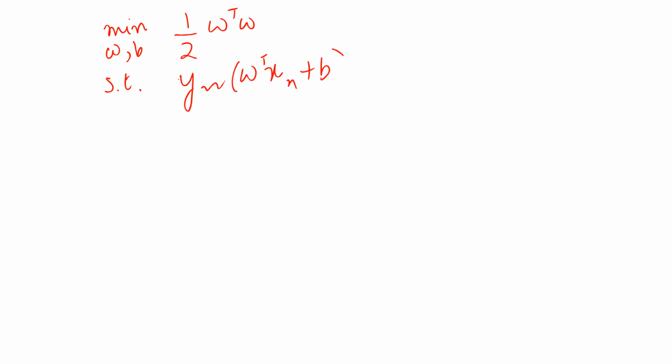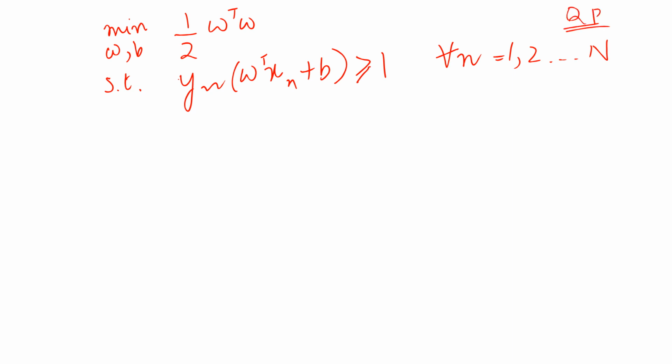And this was the original problem. If you remember, my original problem looked something like this: minimize for the W's and the B's, because we are solving for the weights and the bias, W transpose W, subject to the constraint yn (W transpose xn plus b) is greater than or equal to 1, for all n from 1, 2, and so on up to N. So what is going on here? This is an optimization problem. This is a quadratic program.